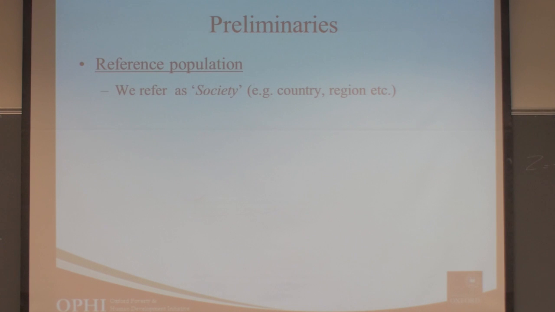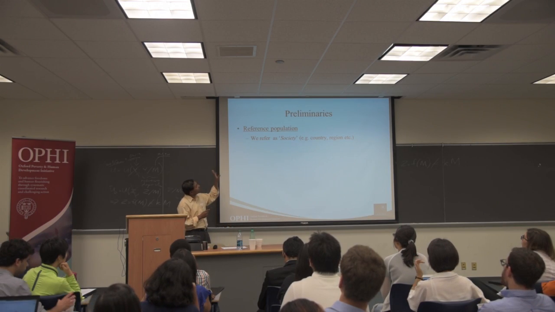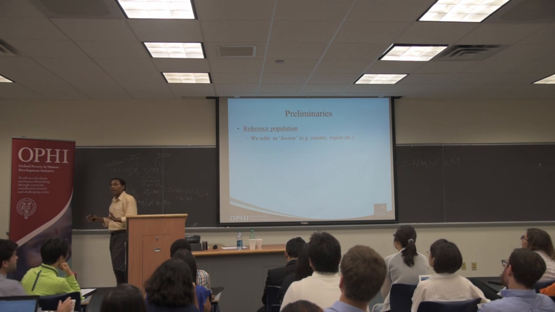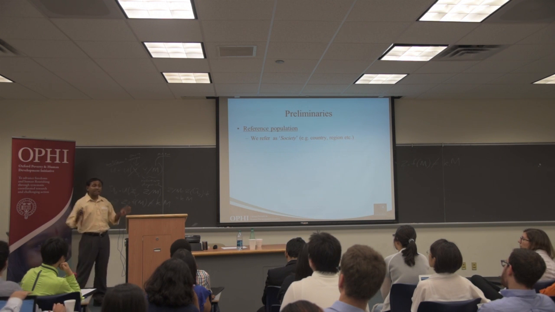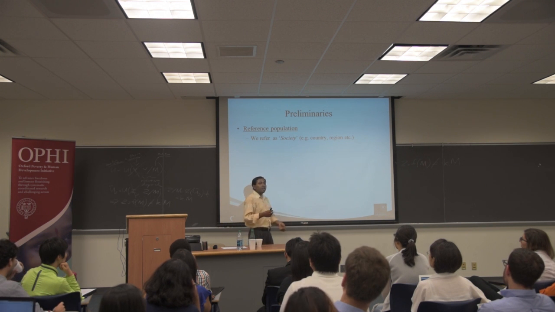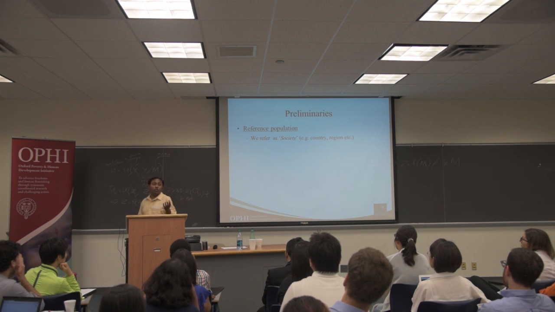So here are the preliminaries. When we are measuring poverty, as Martin said, the main focus in the earlier lecture was countries. But the questions came up: could we do an ethnic group? Could we do geographic regions, and so on? So what we will do is just refer to this particular reference population as a society. Suppose we have a society, and we are interested in assessing the poverty of that particular society. When I refer to a society, it could mean a country, a particular geographic region, a particular ethnic group, and so on.